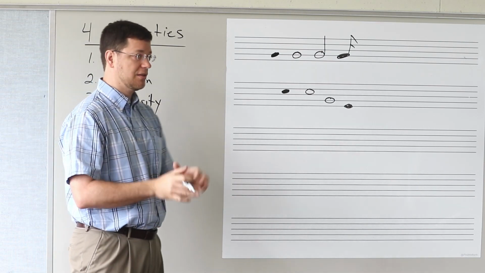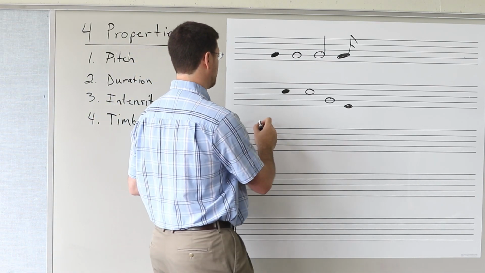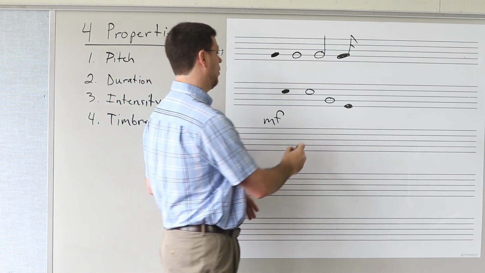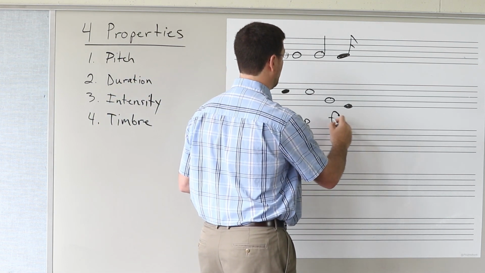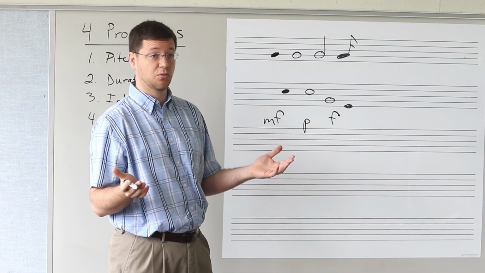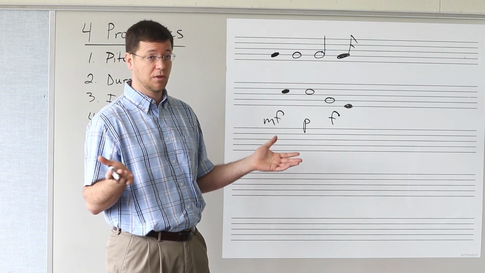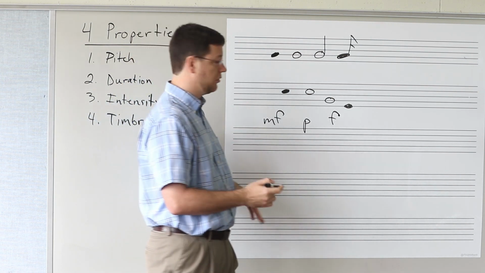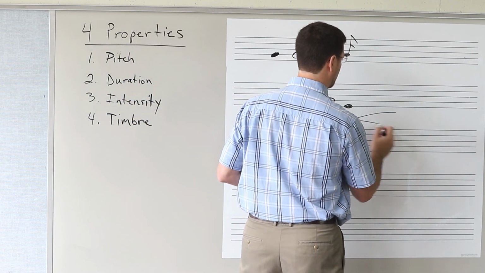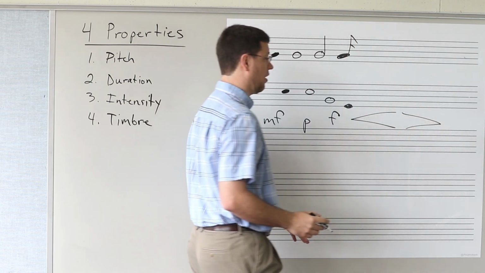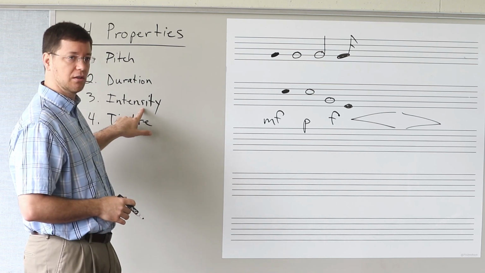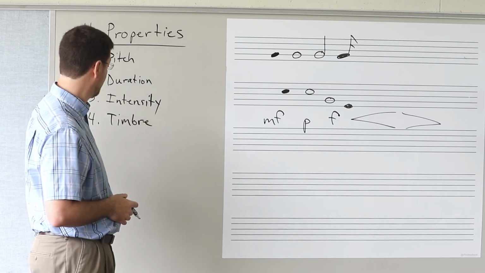Intensity, that means dynamics. We have symbols like this that simply mean medium loud, or soft, or loud. These are all symbols we use, and you just have to memorize them. And I'm not going to be teaching them in this course, but it's pretty simple. You learn loud, soft, gradually get louder, gradually get softer. These are just basic things. It doesn't take long to learn how to read dynamics.